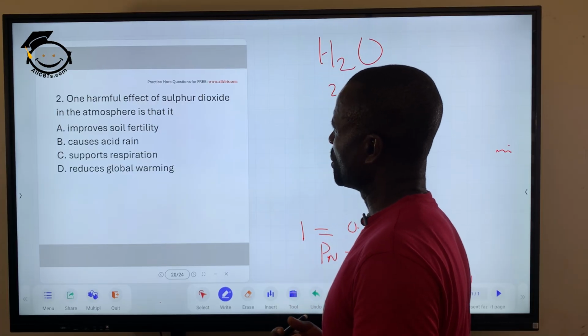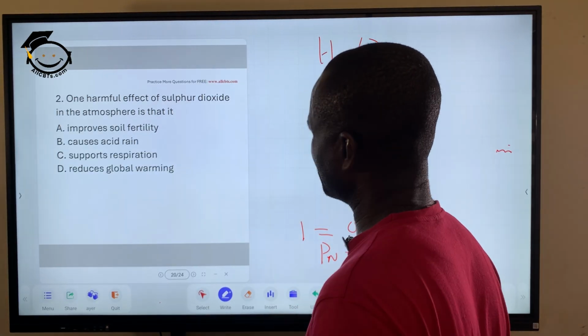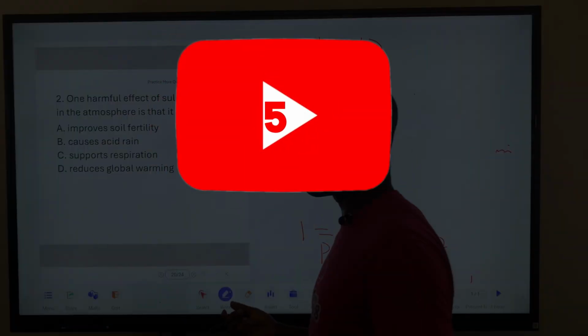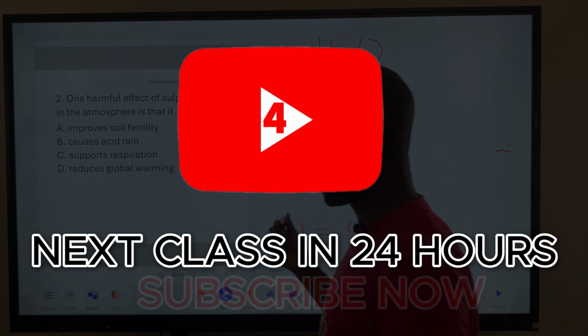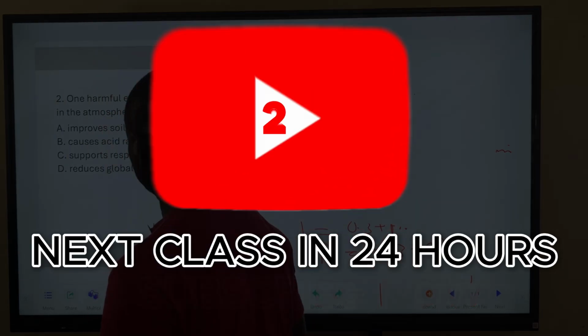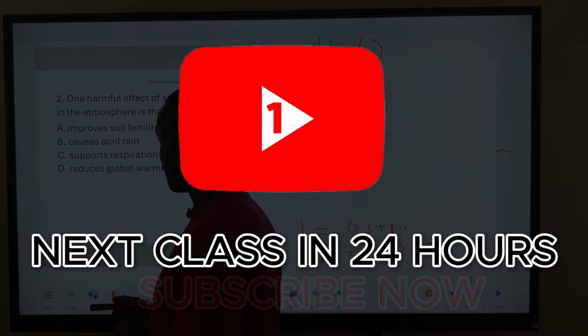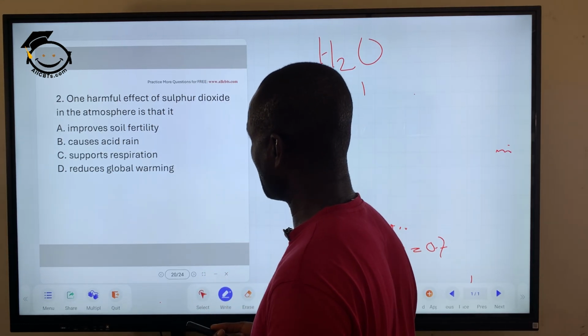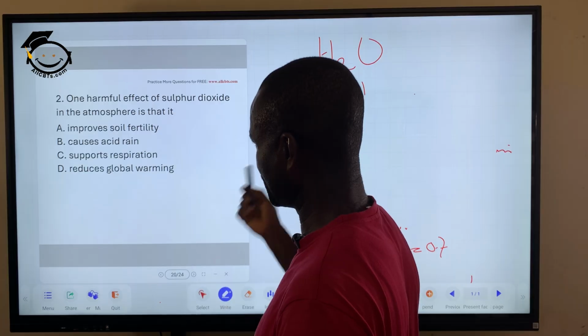The next. One harmful effect of sulfur dioxide in the atmosphere is that sulfur dioxide is another pollutant. So how does it affect the environment? It's a harmful effect, of course, a negative effect. It improves soil fertility. Sulfur dioxide will never improve that. It's a harmful effect, so it's wrong.